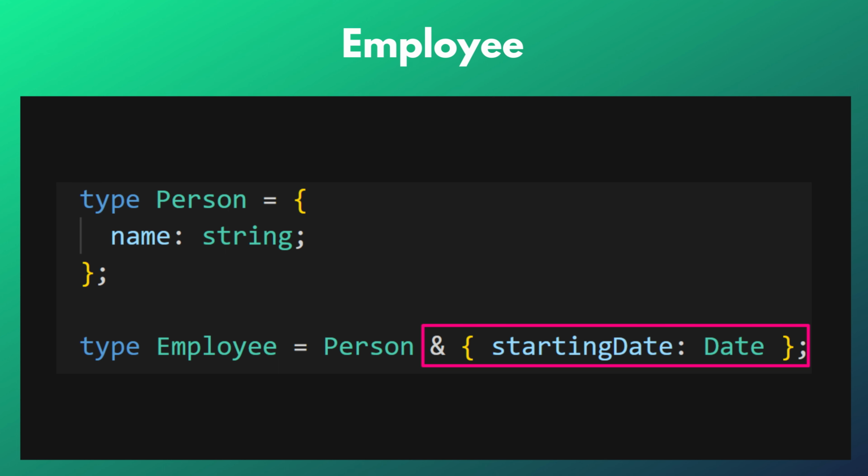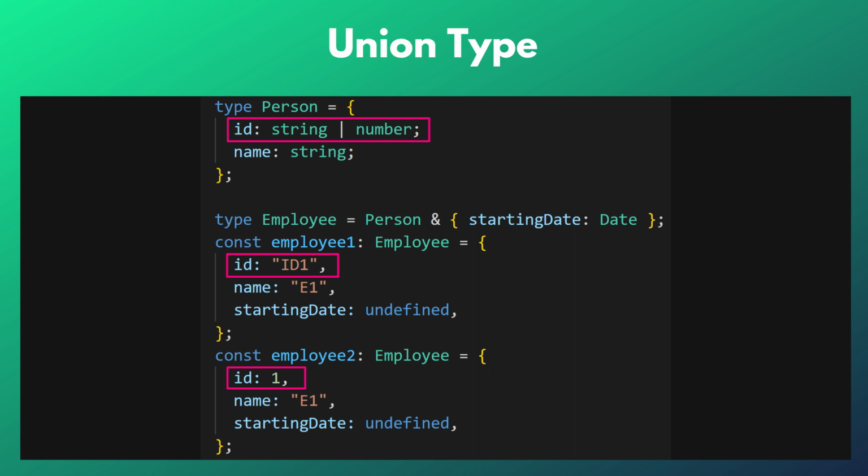A type can be extended by making an intersection with the ampersand operator between the person type and an object that has the starting date field. Union type. We definitely need an ID that can be a string or number. This new type is called union type. So, the two employee type objects are perfectly valid. Of course, you choose either string or number for an ID, but this is for presentation only.